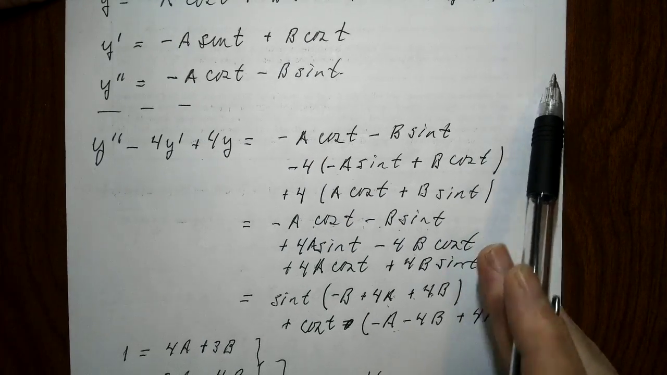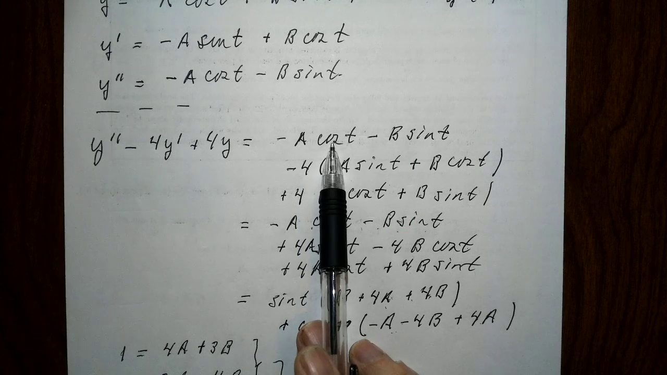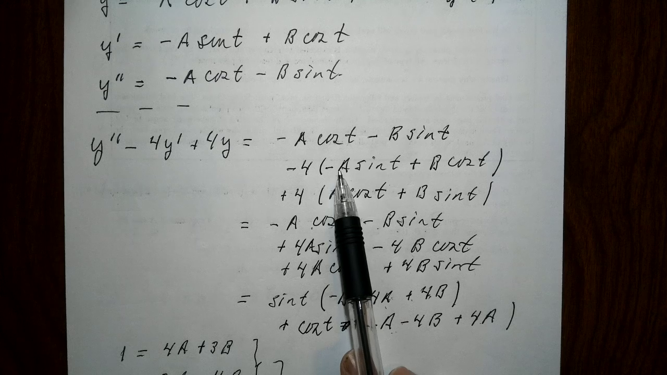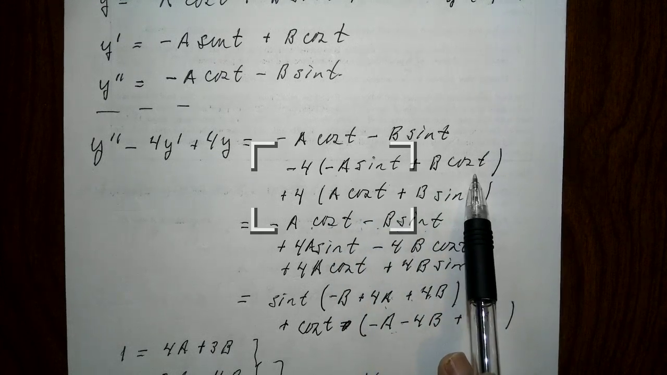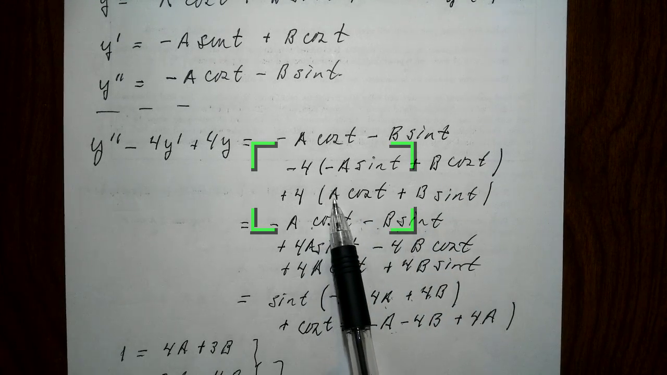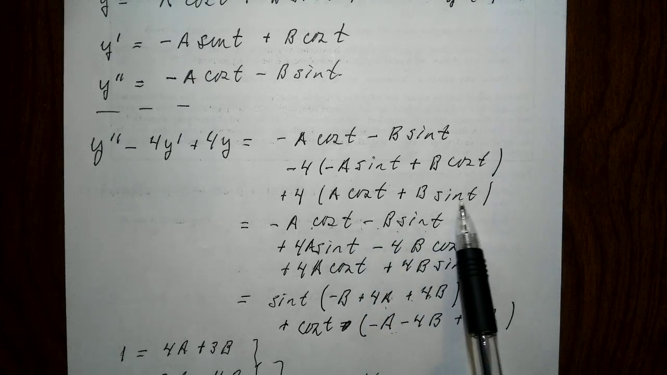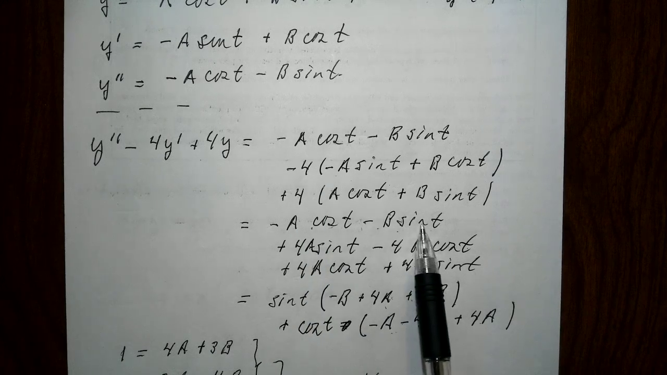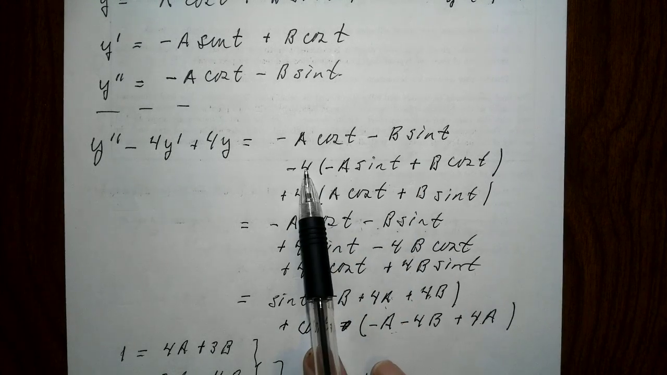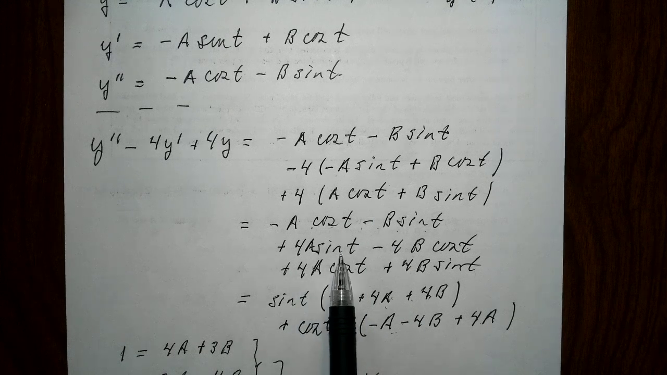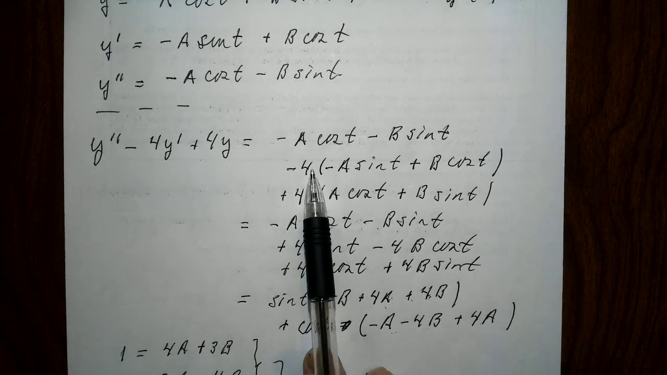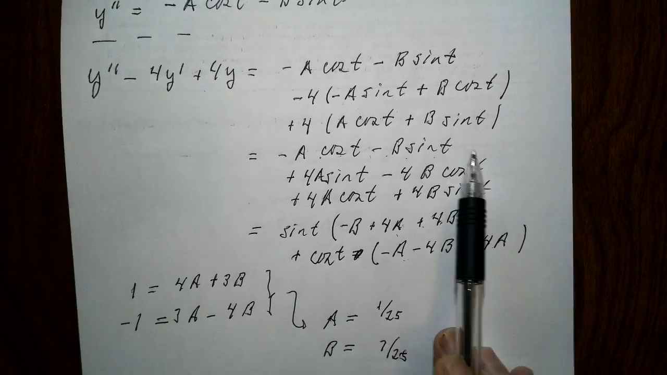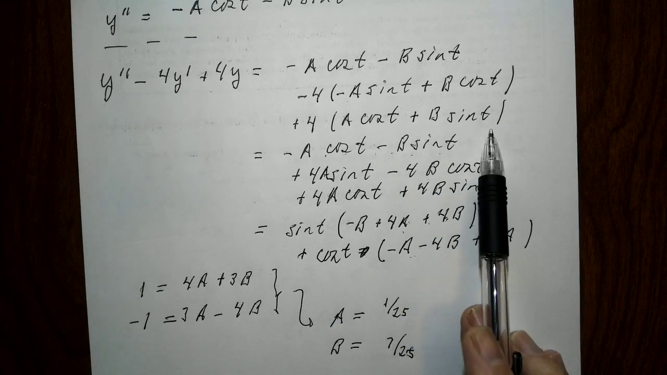So I've done it over here. I have y double prime, which is minus a cosine t minus b sine t, minus 4 times y prime, which was minus a sine t plus b cosine t, plus 4 times y, which was a cosine t plus b sine t. So I'm going to do some expanding here. I get minus a cosine t minus b sine t, that's this part, and then minus 4 times minus a sine t is 4a sine t, minus 4 times b cosine t is minus 4b cosine t, and then I have my 4a cosine t and my 4b sine t.